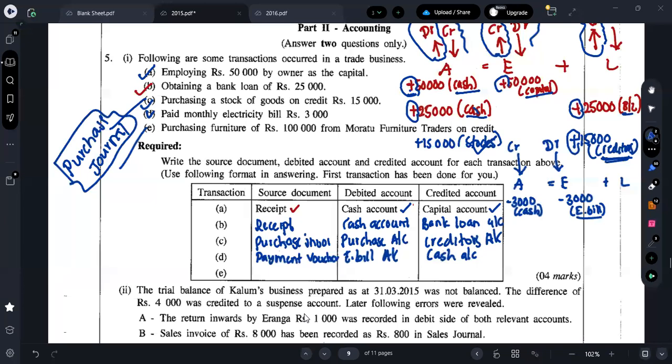I got a reply as credit purchase. Yes, it's a credit purchase, fine. But I'm asking in which prime entry book we will be recording this. In which prime entry book, guys?